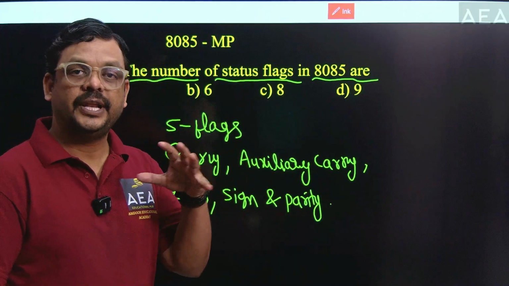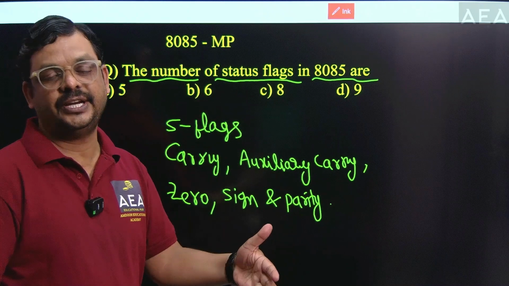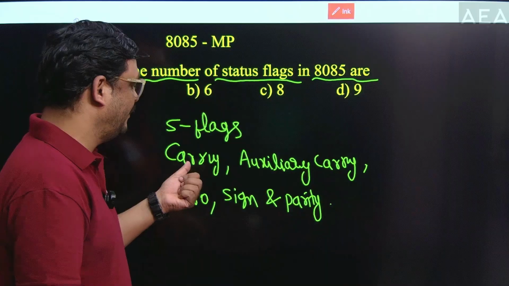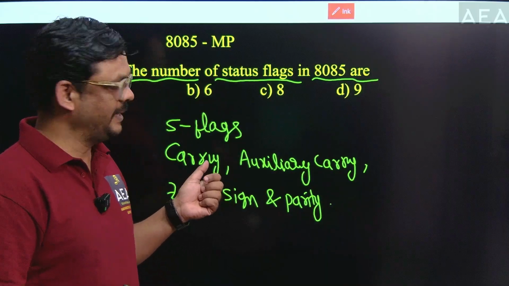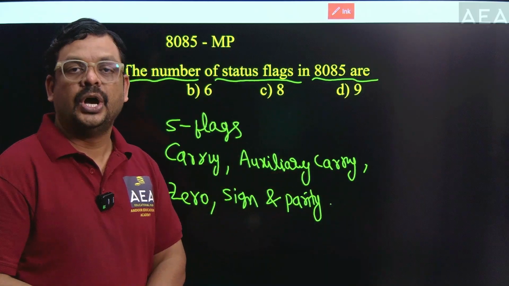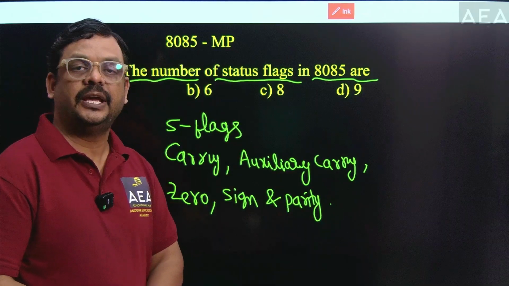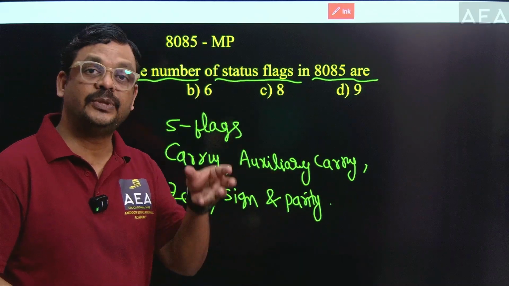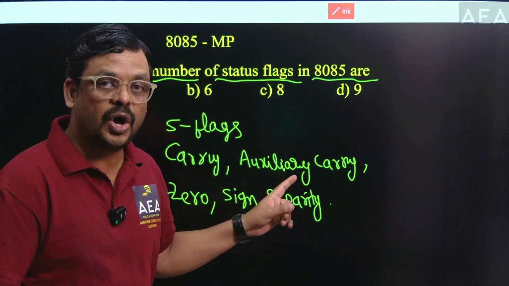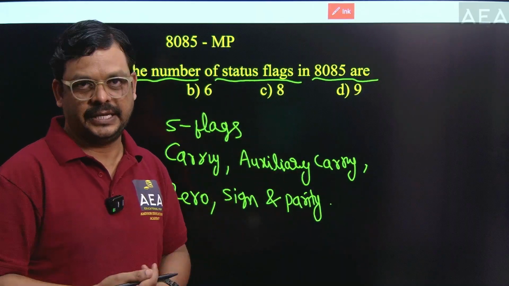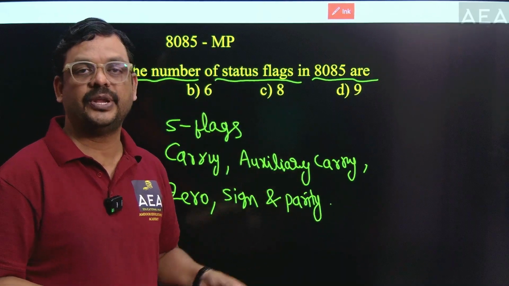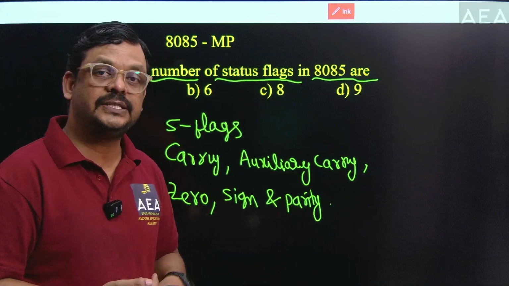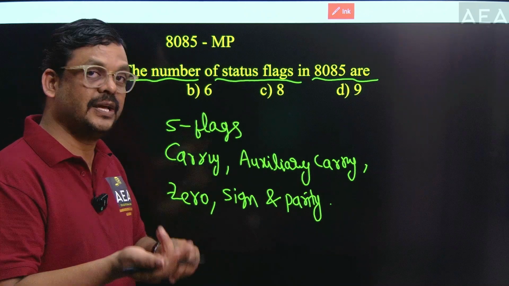If after an ALU operation an extra bit is generated, or sometimes if the ALU operation requires a borrow, then the carry flag sets, otherwise it resets. And auxiliary carry: auxiliary carry explains the carry generated from the lower nibble to the higher nibble. If any carry generates from the lower nibble to the higher nibble, then auxiliary carry sets, otherwise it resets. So it always explains the nibble operation. A nibble is nothing but a group of 4 bits. And zero flag: if the result is 0, then the zero flag sets, otherwise it resets.